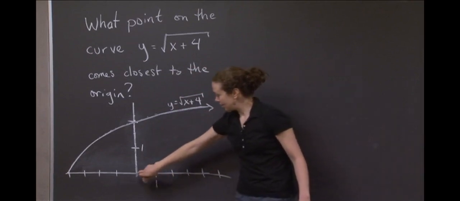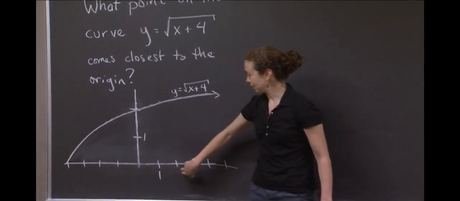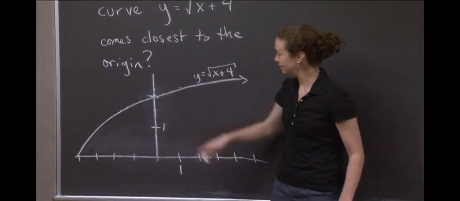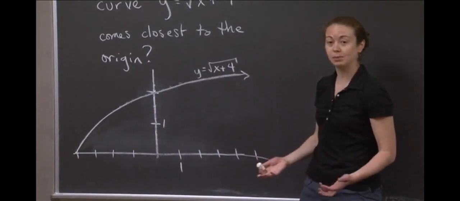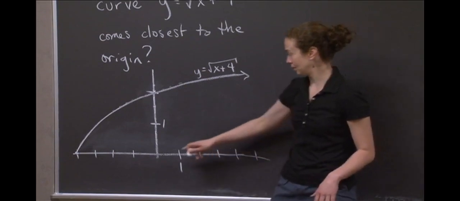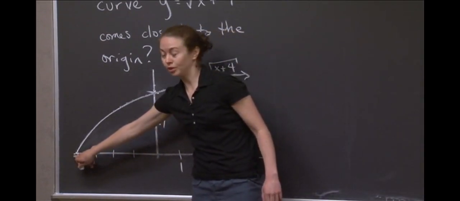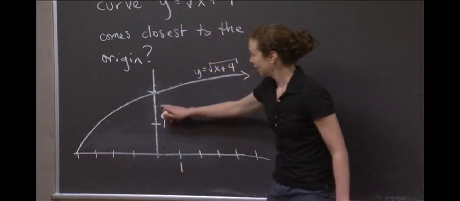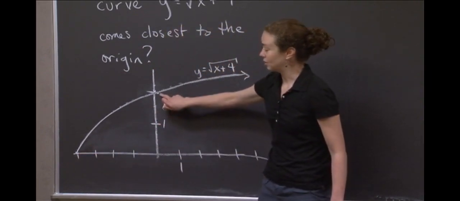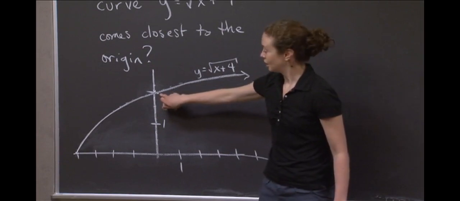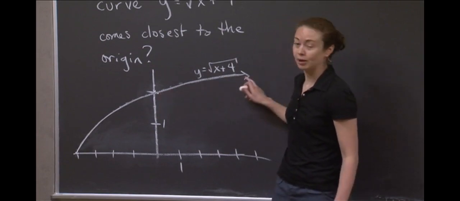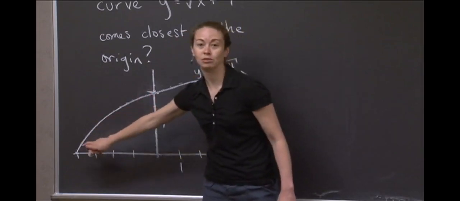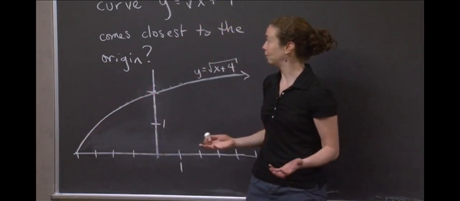The scale in this direction, each hash mark is 1 unit in the x direction. Each hash mark here is 1 unit in the y direction. I just want to point out two easy places to figure out the distance to the origin. Over here, where the curve starts at (-4, 0), the distance to the origin is 4 units. And here, at (0, 2), the distance to the origin is 2 units. It's probably, we could safely say, further away here. So we're anticipating that somewhere along the curve in this region is where we should find our place that's closest to the origin.